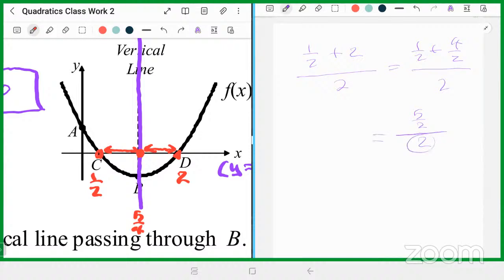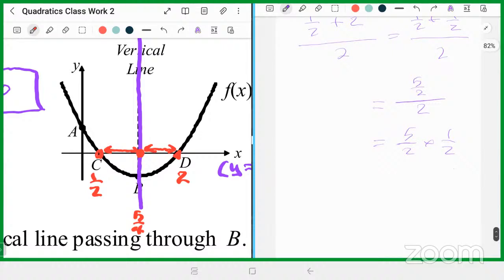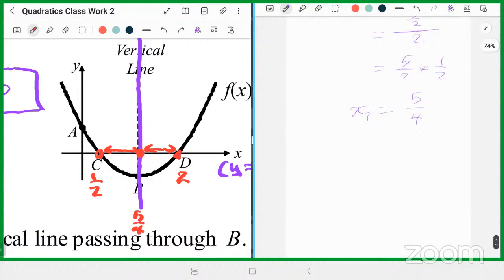And to divide by 2 is the same as to multiply by a half. So this works out to be 5 over 2 times a half. To divide by 2 is the same as to multiply by a half, by cutting something in half when you divide it by 2. Look at it that way. So this works out to be 5 times 1 is 5. 2 times 2 is 4. So you see you get the x value at the turning point. How did we get it? Average root.